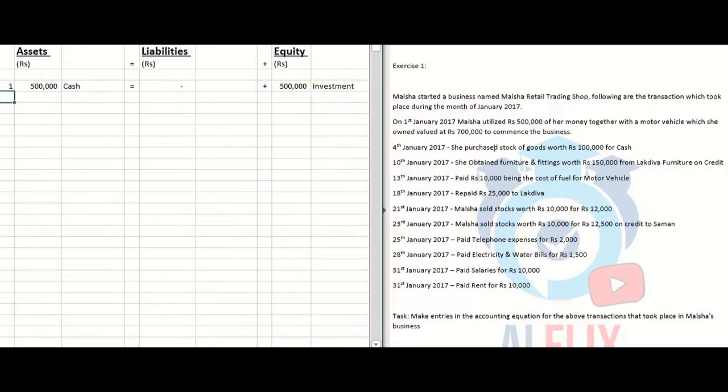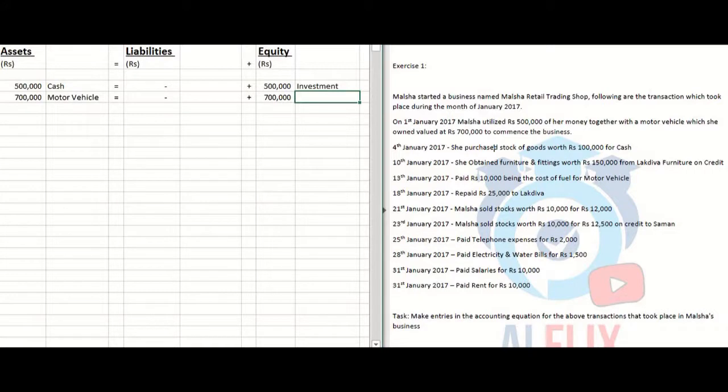So moving on to the motor vehicle which was utilized as the investment to commence the business, this would increase assets for rupees 700,000 in terms of motor vehicle, which equals, and there is no liability as concerned with this transaction, so this is nil, plus, since this is the investment which was made with regards to commencing the business, there will be an increase of equity for rupees 700,000 in terms of investment.